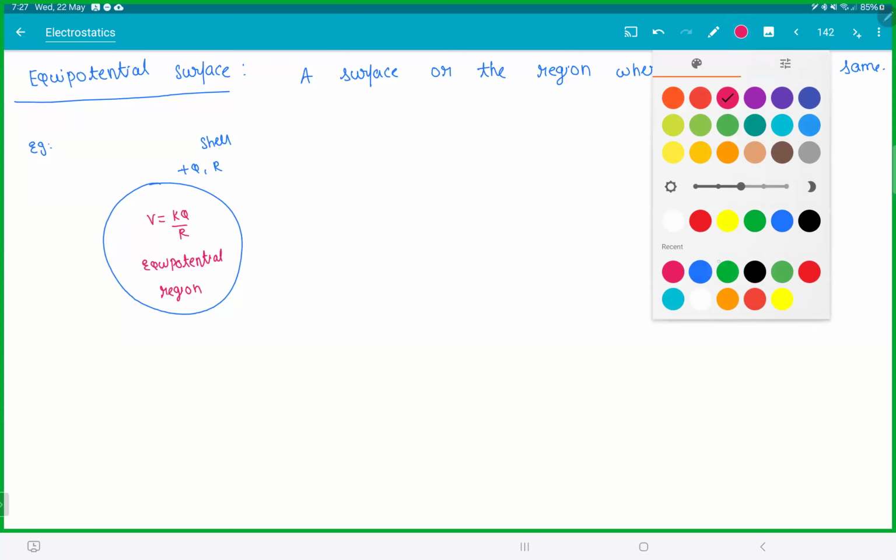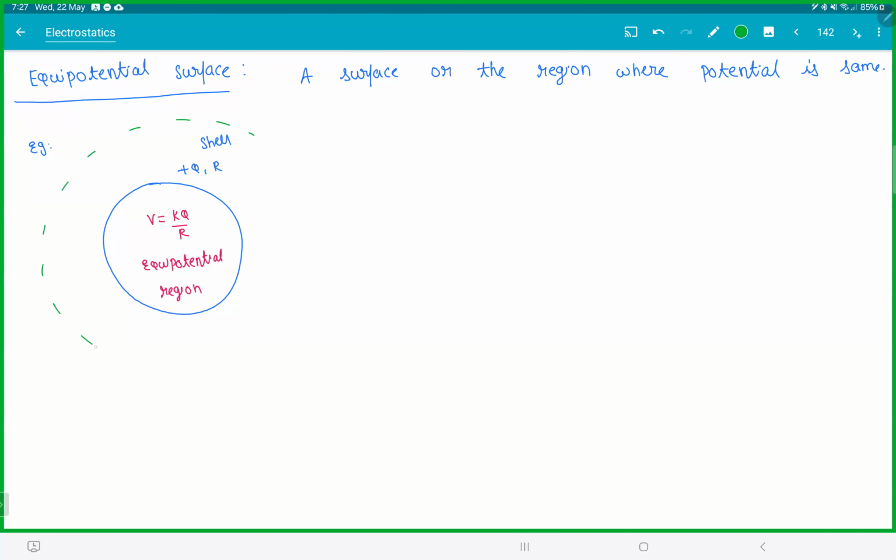But if you go outside and try to draw concentric shells, this shell's potential is some KQ by R1. So this is an equipotential surface. If you take another shell, this is also an equipotential surface, but a different potential. So each shell is an equipotential surface. I hope you're getting it. So here the concentric shells are equipotential.